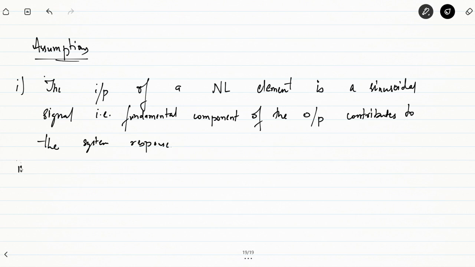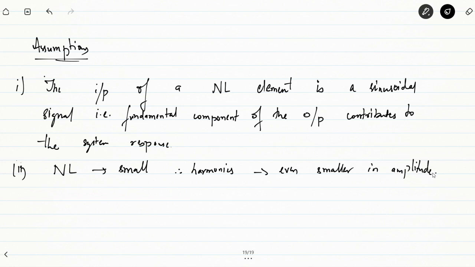Secondly, the nonlinearity is actually small. They won't be having larger magnitudes. Therefore, the harmonics are even smaller in amplitude. The nonlinear element in the system will actually introduce harmonics in the system. But since the contribution of these nonlinear elements is very small, we can, in other words, say that the harmonic contribution of such systems is even smaller.